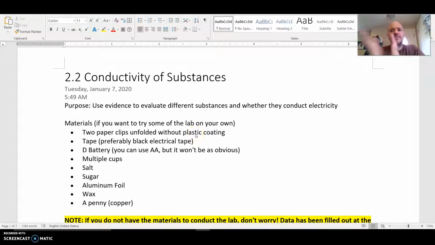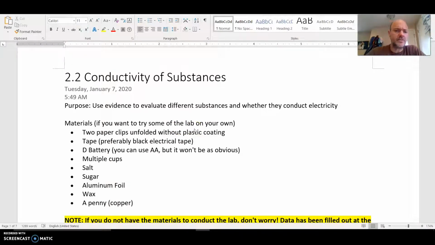All right, Conductivity of Substances Lab. Here's what we're going to do. I'm going to talk about how to set this up. I'm going to talk about some of the videos that are on here and kind of show those videos and talk about them. They're both pretty short, so they should fit inside this one.